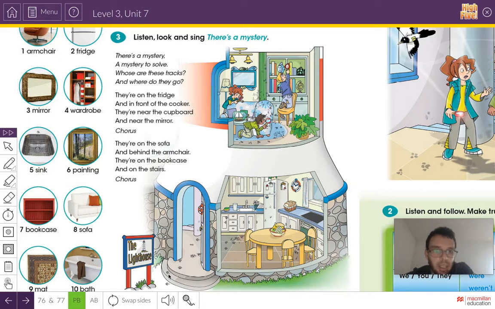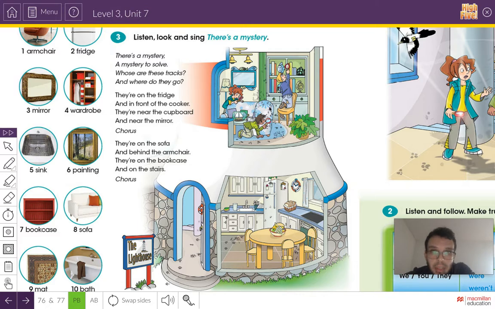So they're saying, where are the tracks? So they're on the fridge, in front of the cooker, near the cupboard, near the mirror, on the sofa, behind the armchair, and on the bookcase as well.